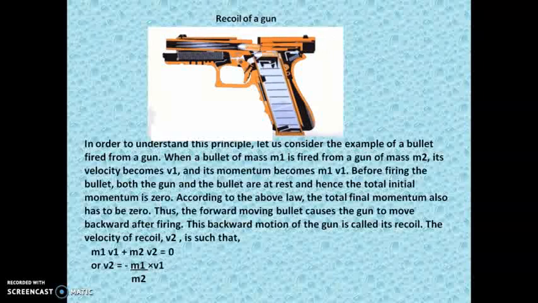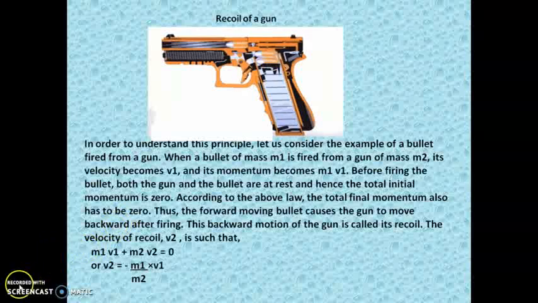Okay, so the action and reaction forces act on the objects, and that we call the recoiling of a gun. The velocity of recoil V2 is such that M1 V1 plus M2 V2 is equal to 0. Law of conservation of momentum we have already studied, so V2 is equal to minus M1 upon M2 into V1. Equal and opposite direction, so that is why this minus sign is there. Okay, so I hope it is clear to everyone.